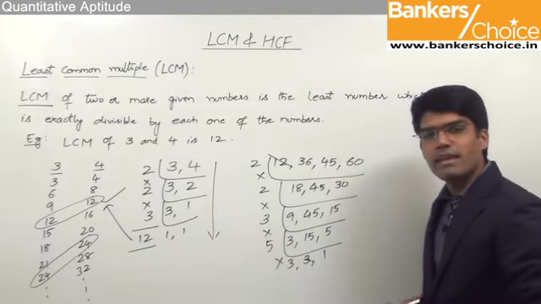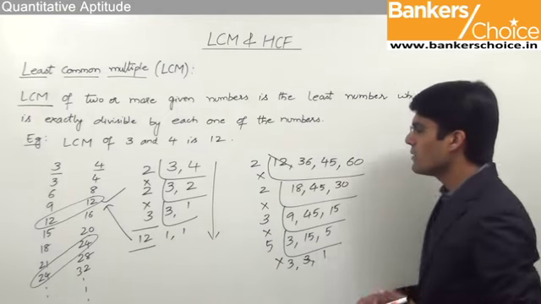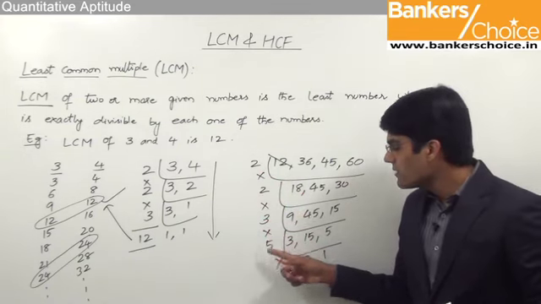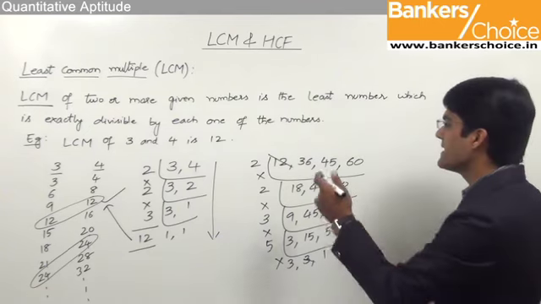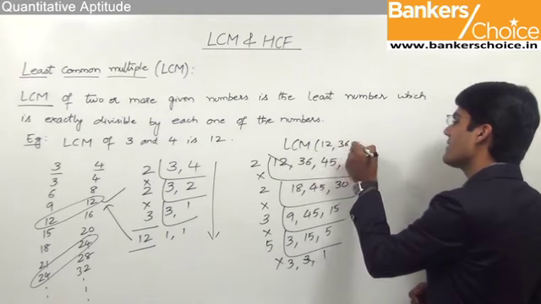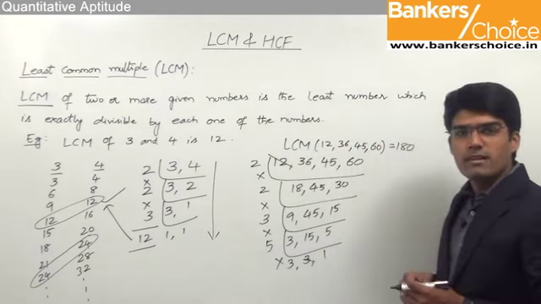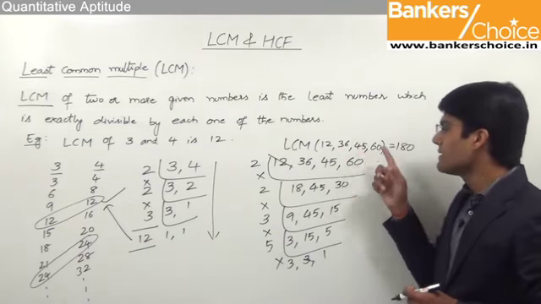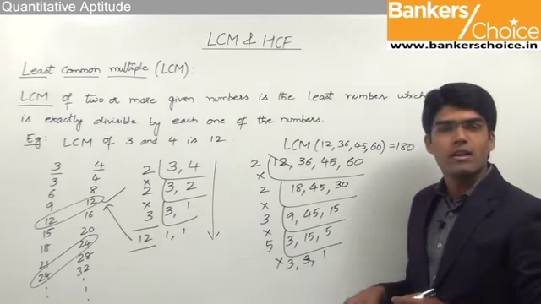And this number here can be cancelled as both of them are same. So the LCM for these numbers would be equal to 2 into 2, that is 4, 4 into 3, 12, 12 into 5, 60, 60 into 3, 180. So the LCM of the given numbers, that is 12, 36, 45 and 60 is equal to 180. So 180 here is the smallest number that is divisible by 12, 36, 45 and 60. So this is how we can find out the LCM.